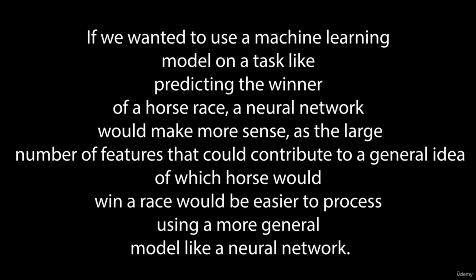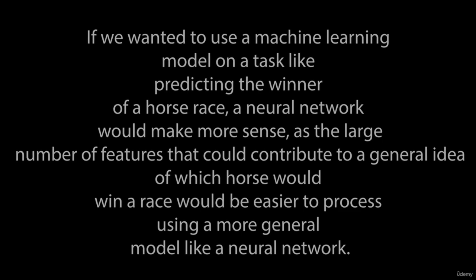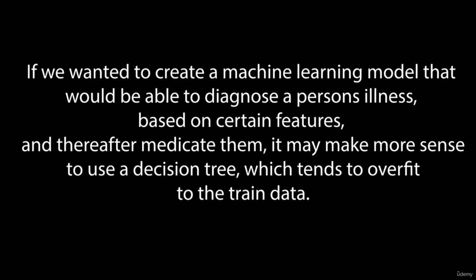If we wanted to use a machine learning model on a task like predicting the winner of a horse race, a neural network would make more sense, as the large number of features that could contribute to a general idea of which horse would win a race would be easier to process using a more general model like a neural network.